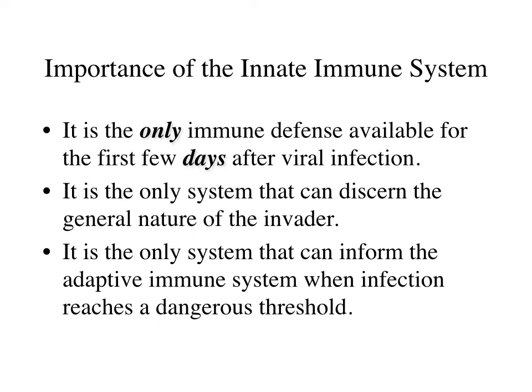So the innate immune system will communicate with the adaptive system to tip it off as to what kind of invader it might be, and also it lets the adaptive immune system know that this infection is getting out of control. Further help is necessary.